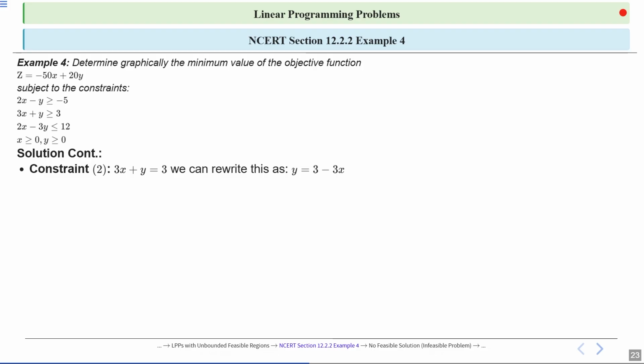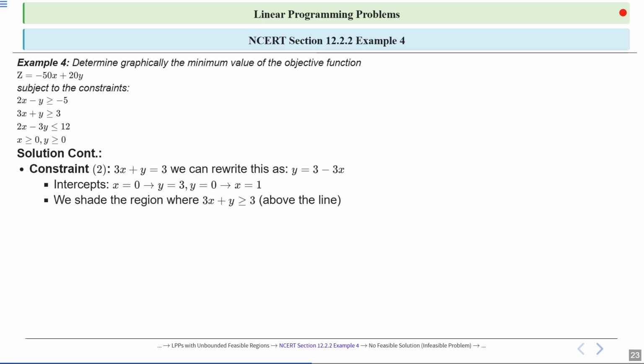So then see constraint 2, 3x plus y equals 3, so we can rewrite this as y equals 3 minus 3x. So then find intercepts. X equals 0 implies y equals 3, and y equals 0 implies x equals 1. So we set the region where 3x plus y is greater than or equal to 3, that is above the line.